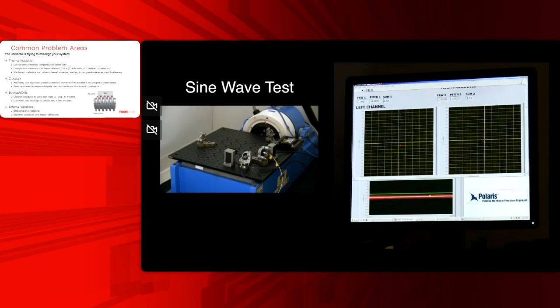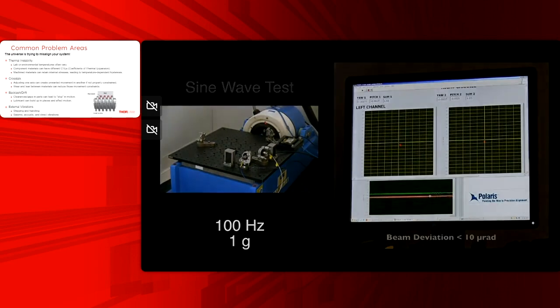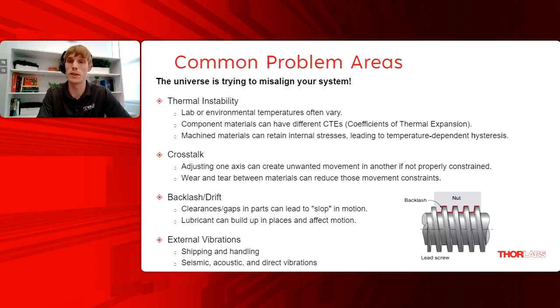So as you're starting to hopefully see, when subjected to vibrational frequencies as high as just about 100 hertz and accelerations as high as 6 Gs, the mounts here remain mechanically sound. The angular position of the mounts remains stable to within 10 microradians for both parallel and perpendicular vibrations.